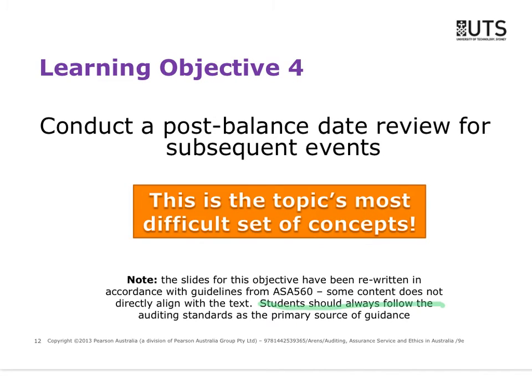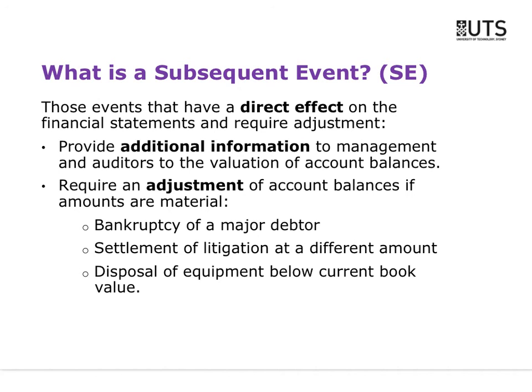Students should always follow the auditing standards as the primary source of guidance. All right? So if your textbook ever conflicts with the auditing standards, always go with the auditing standards. Those are the most up to date there. So we're going to use ASA 560 here. Okay? It says, what is a subsequent event? And there are really two types of subsequent events.